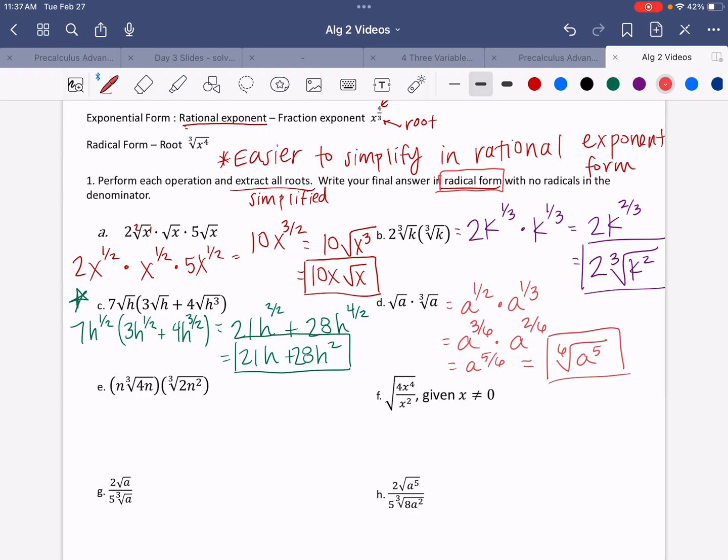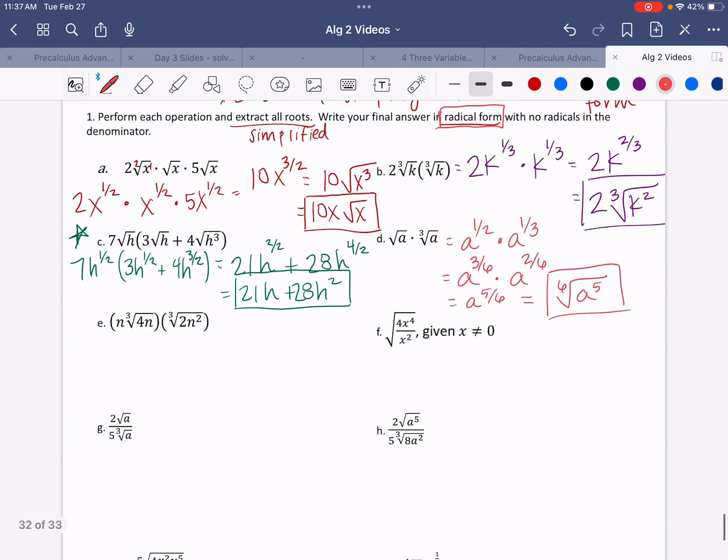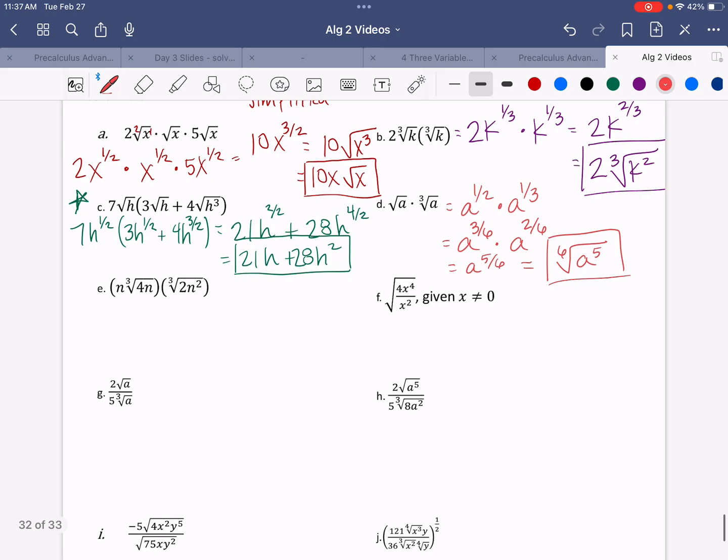Okay, let's keep going and see what we've got on the next few. E says we have n times the cube root of 4n times the cube root of 2n cubed. Okay, I'm going to go ahead and convert it all again just because I said I am. If you did want to go ahead and multiply these here, you would be allowed to because their index is the same.